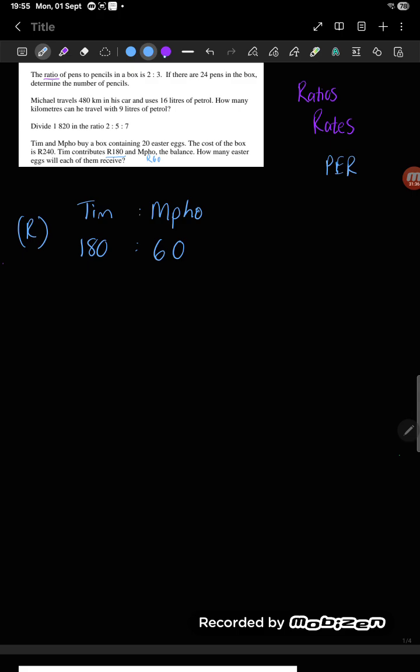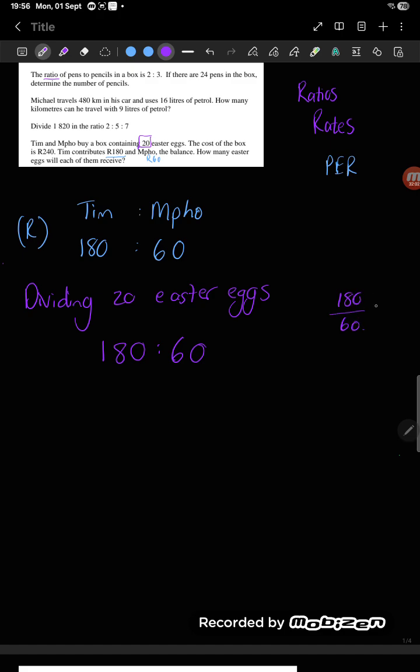How do we do the calculations? I know as a whole, I've got 20 Easter eggs. That means I'm dividing 20 Easter eggs into a ratio of 180 to 60. Now, just like a fraction, if I've got 180 over 60, I'm going to simplify that. First thing I can do is divide by 10, top and bottom. I lost a 0. You've got to divide both the top and the bottom, not just one.